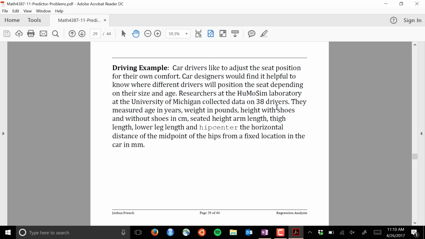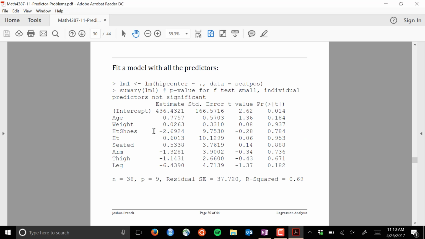We have 38 drivers, and we have the subject's age, their weight, their height with shoes and without shoes, their seated arm length, the length of their thigh, their lower leg length, and hip center, which is the horizontal distance of the midpoint of the hips from a fixed location in the car in millimeters. And hip center is actually going to be our response here. What we want to do is regress hip center on all the other regressors in our data set, which is the seat pos data set.